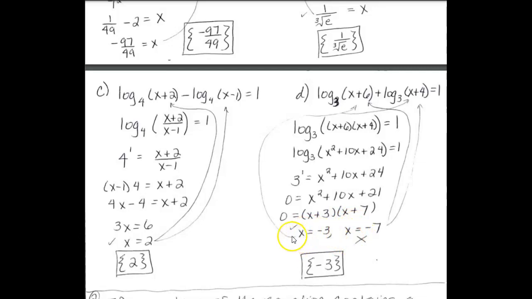When I check the -3, plugging back in, -3 plus 6 is +3, so that's fine. -3 plus 4 is +1, so that's fine. So we can check this off as, yes, it works.